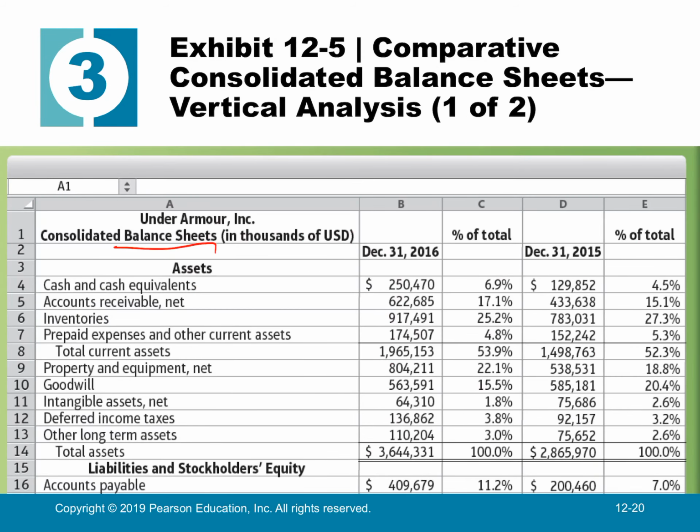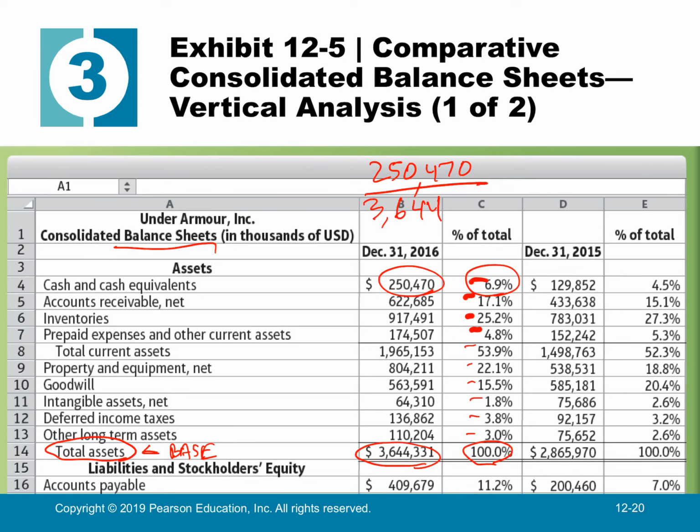And I can do the same thing for the balance sheet, except on the top portion of the balance sheet, your total assets, this is going to be the base, and everything else is a percentage of that base. Same exact math though, right? So this 6.9% is simply 250,470 divided by the base amount, 3,644,331. Okay, and that gives me 6.9%.